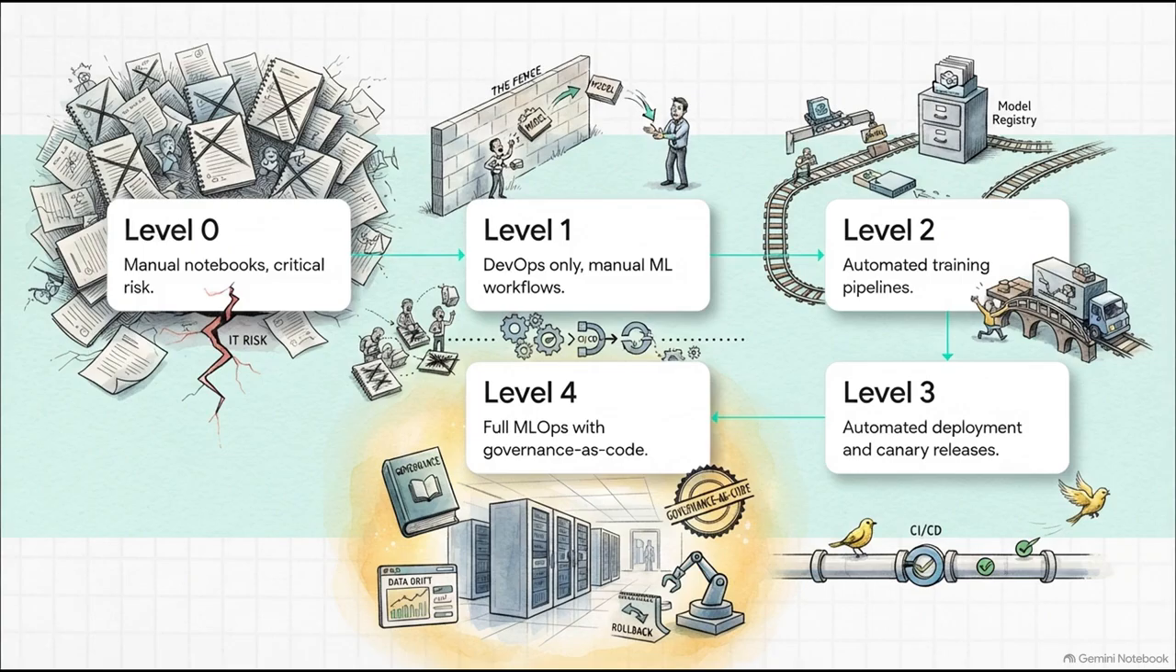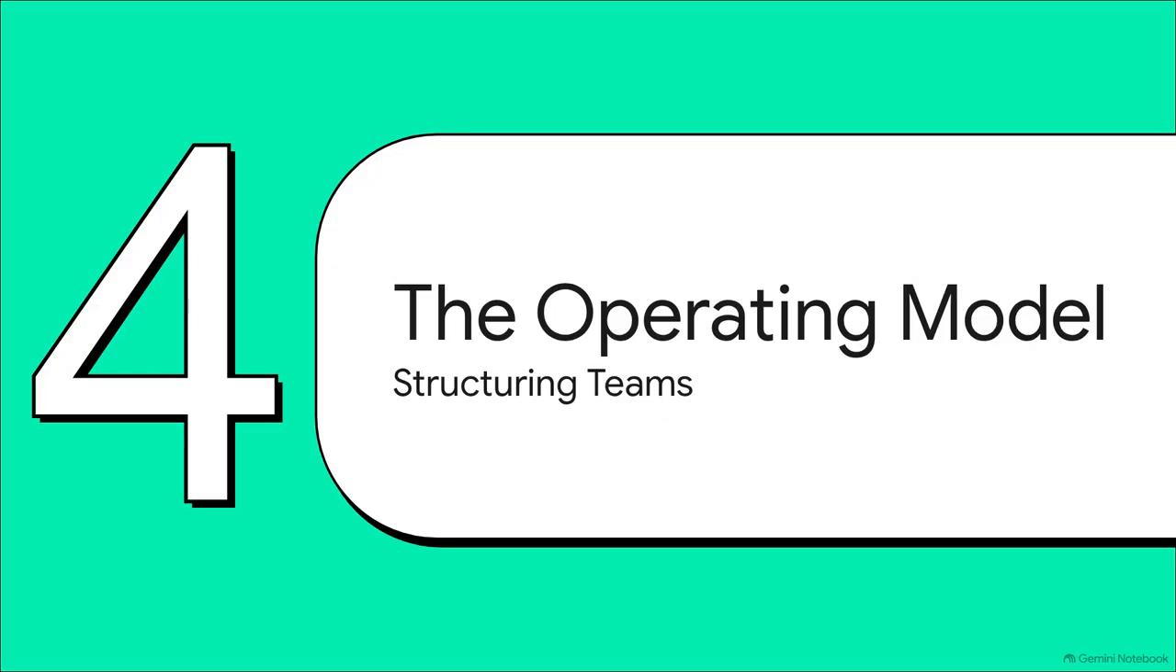Level 3 brings in full CI/CD for automated deployment and canary releases, and finally, level 4 is the holy grail. Full MLOps. You've got continuous training triggered by data drift, automated rollbacks, and governance as code. Which leads perfectly into part 4, the operating model, structuring your MLOps team.